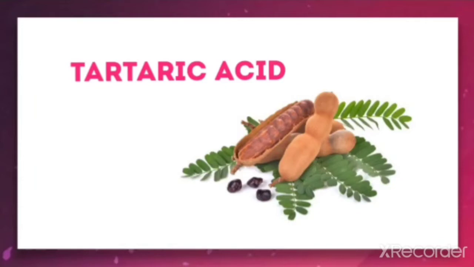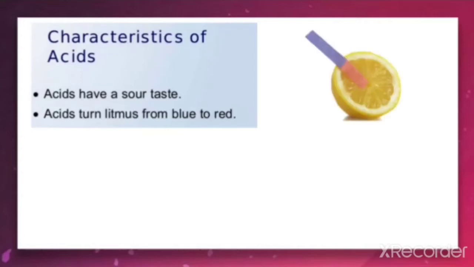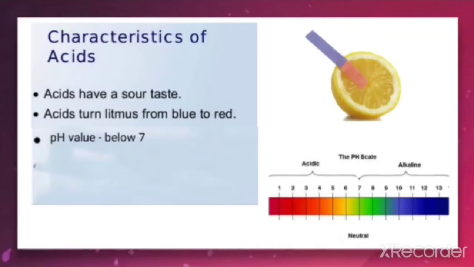Let us discuss the characteristic features of acids. Acids have a sour taste. That's why the citrus fruits that have acids give us a sour taste. Acids turn blue litmus to red. That is one of the identification tests to identify acids and bases. Its pH value is below 7.